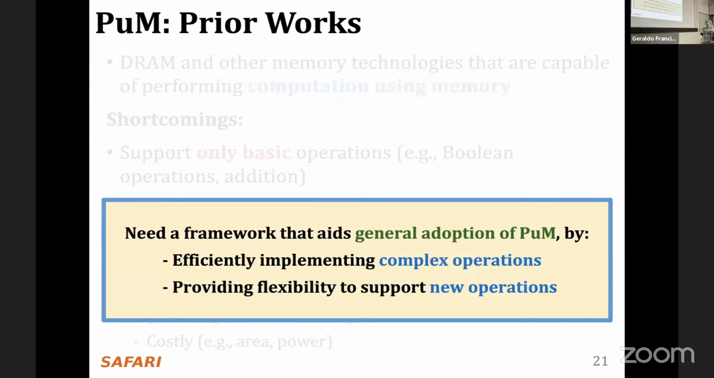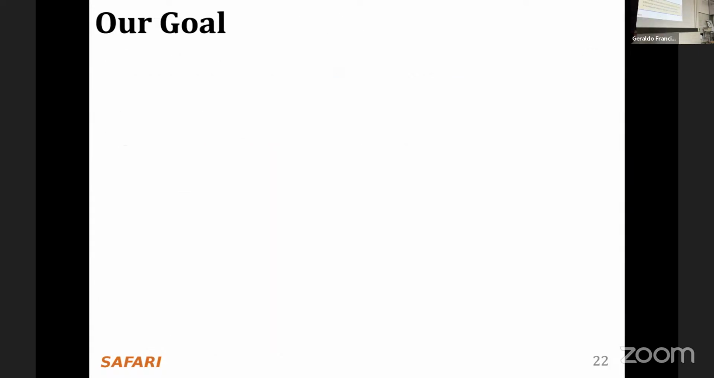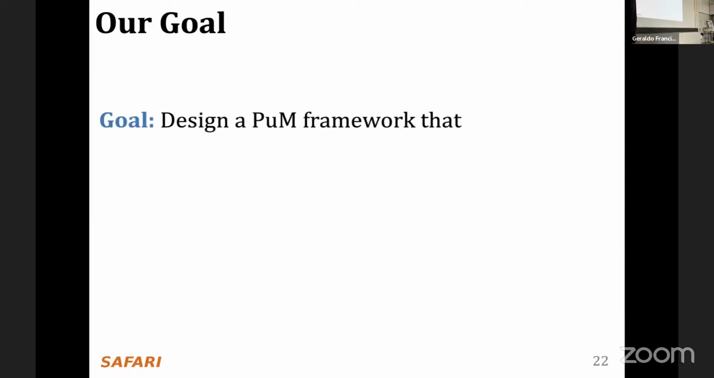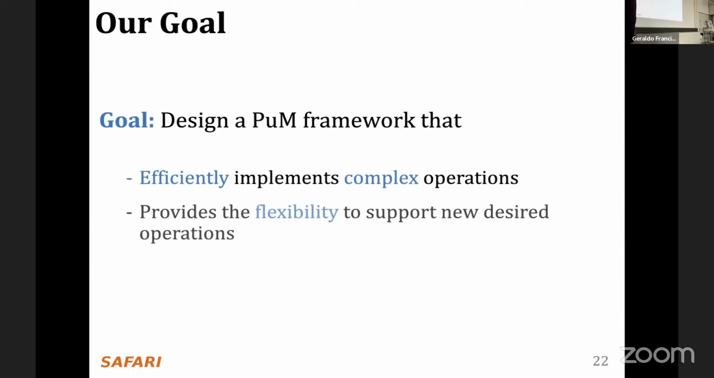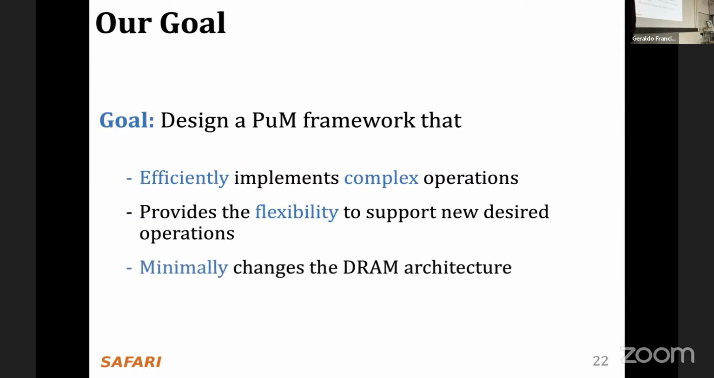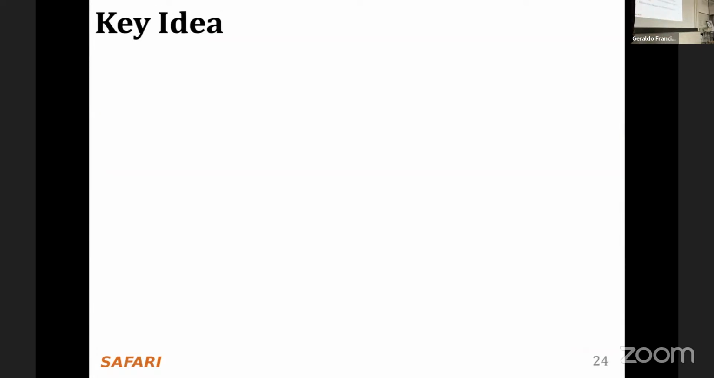Because of that, we need a framework that can efficiently implement complex operations using those processing-using-memory primitives that I showed before, the majority operation and the row copy operation, while providing the user some mechanism to implement new operations as desired. Therefore, our goal in this work is to design such a framework that can efficiently implement complex operations in DRAM and gives the user the flexibility to support new desired operations while minimally changing the DRAM array architecture. And to this end, I give you SimDRAM.